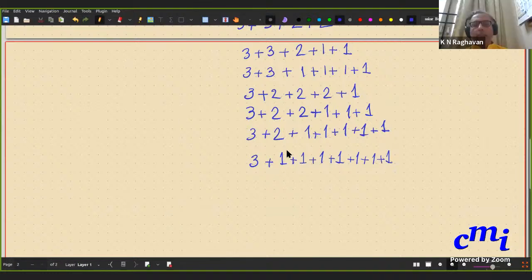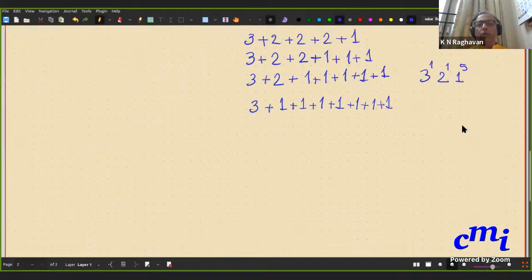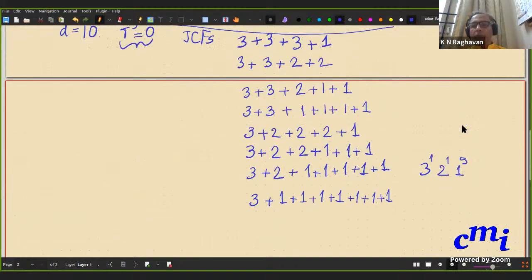Okay, you can write this as 1 power 7 or something like that. So if you are getting to this, you can use some notation like this, right? If you want. Okay, don't get confused. This is not 3 power 1, 2 power 1 into 1. The same notation in mathematics can be used for different things, depending on the context.